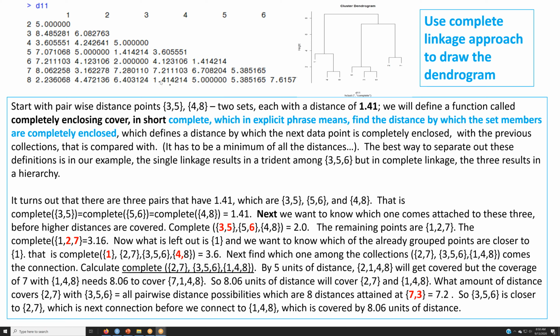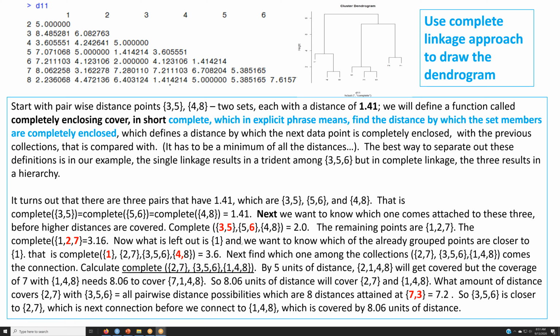Among these pairs, what is the next distance that we have? The next distance I have is, because I included 3, 5, 6, 4, 8, what is the next distance? The next distance I have is 2 points, 2.0. Everybody, you see this one?